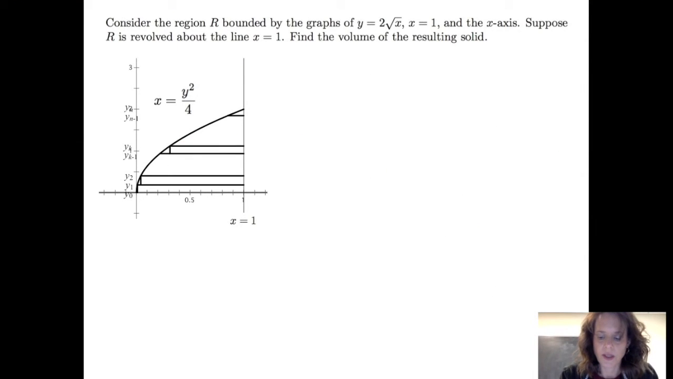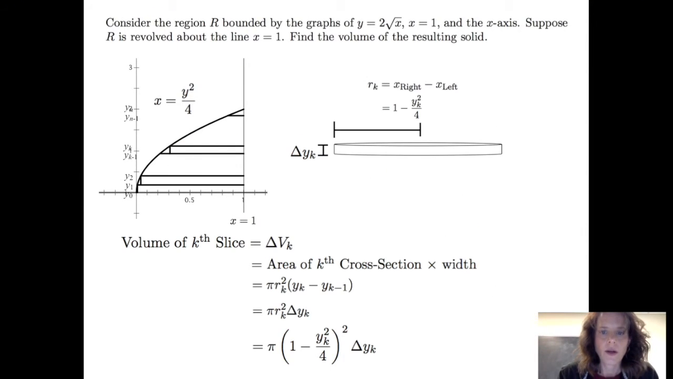So putting those pieces together, I've got the volume of the kth slice is delta V sub k, which we calculate using the area of the kth cross-section times the width. I know that the cross-section is a circle, so it has area pi r squared, so it's going to be pi times the radius squared, and the radius we determined to be that right value, which is x equals 1, minus the left value, which came from the curve, so y sub k squared over 4. I calculate that difference. That radius gets squared, and I multiply times delta y sub k, because that's the width of my slice.